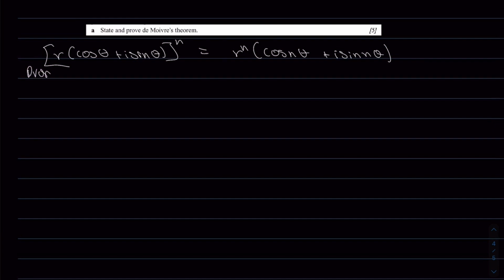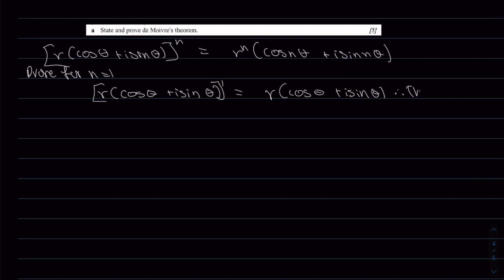We will be proving this using proof by mathematical induction, and first we need to prove it for n equals 1. So we raise the complex number to 1, and it is true for n equals 1, as anything raised to the power of 1 equals that thing itself.